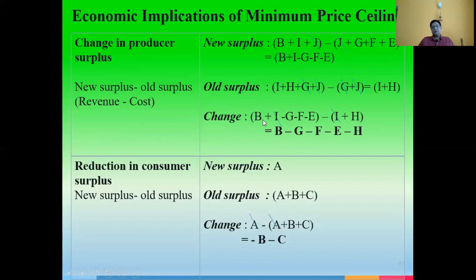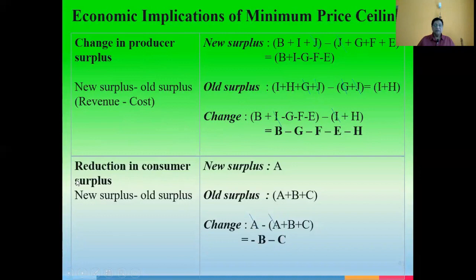New surplus is BIGFE, old surplus is IH. The difference between these two is the change in producer's surplus, that is plus B minus G minus F minus E minus H. Now you can understand how producer's surplus changes due to the minimum price ceiling.